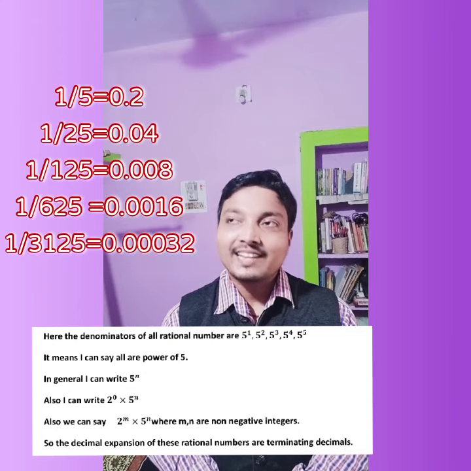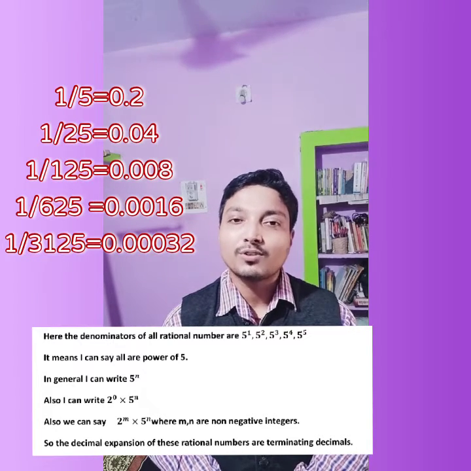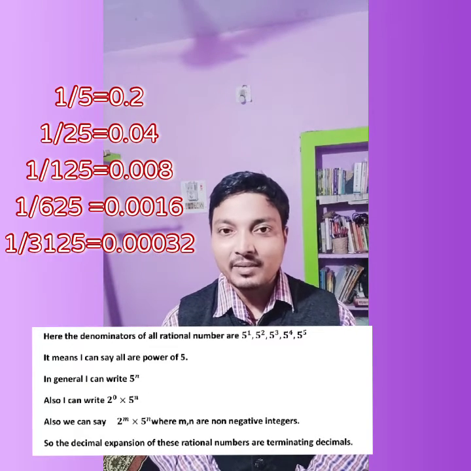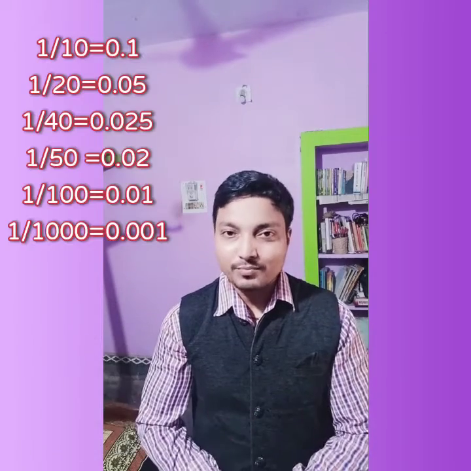So one can say that for the rational numbers whose denominators we can write in the form of 2 to the power m into 5 to the power n, their decimal expansion will always be terminating. In the two groups we got this much data. Then we are checking another group.